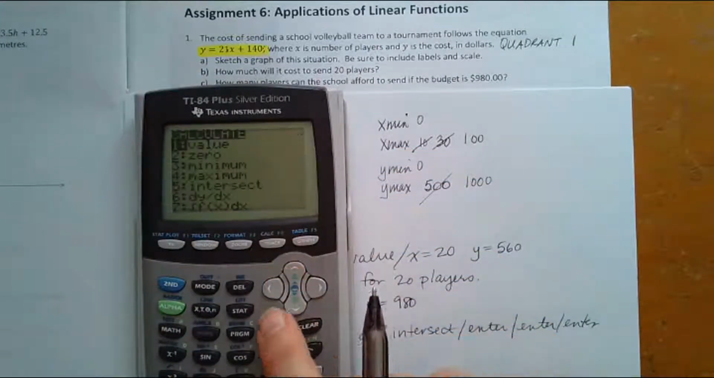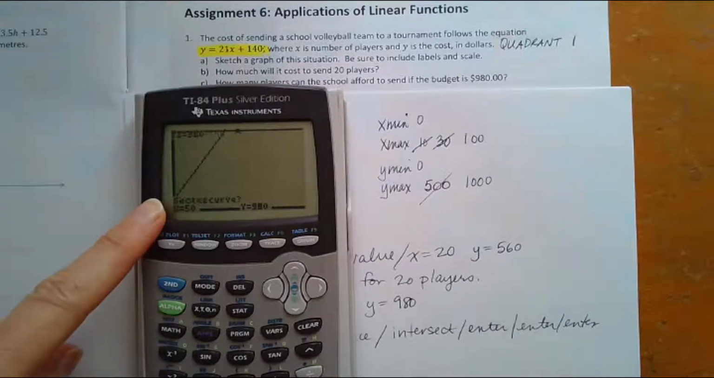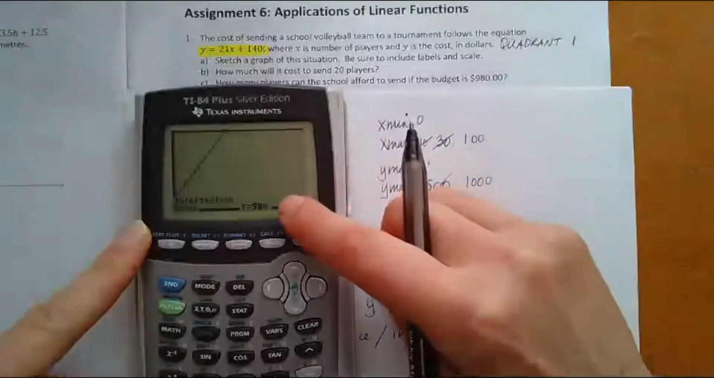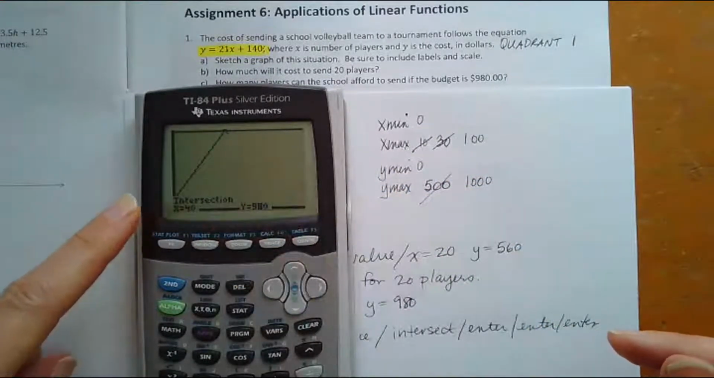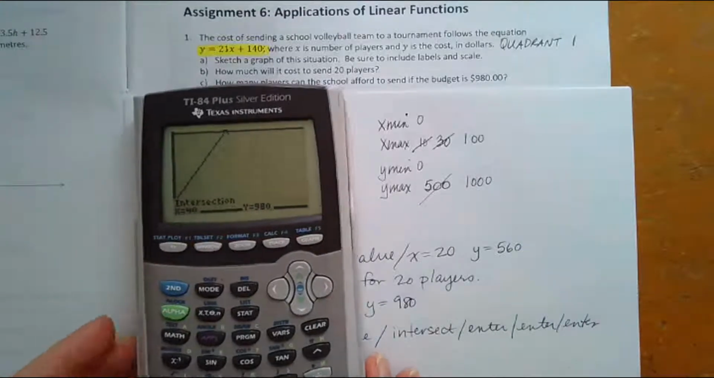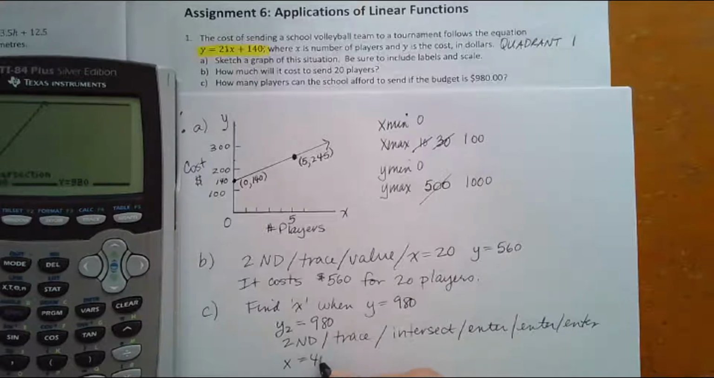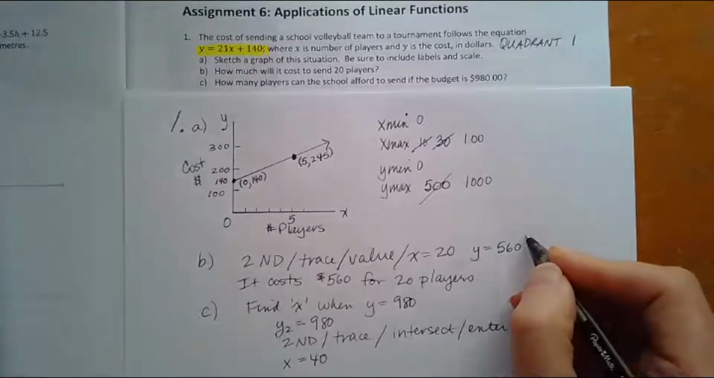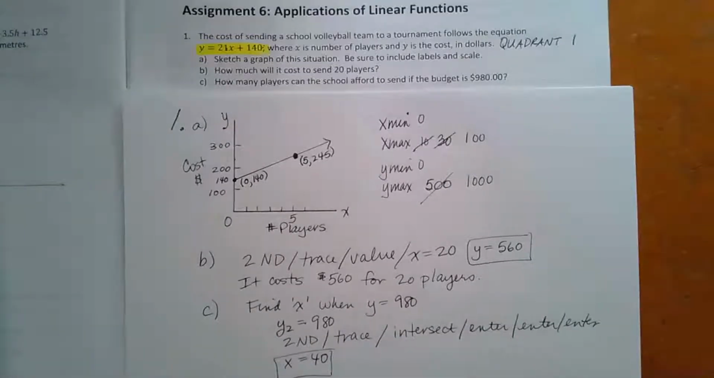So second trace, number 5. I'm just answering yes, yes, yes. So for $980, I can send 40 students, right? X is 40, Y is 980. Okay, so X equals 40. So that's actually my answer, just like up here. But I have to answer in words.